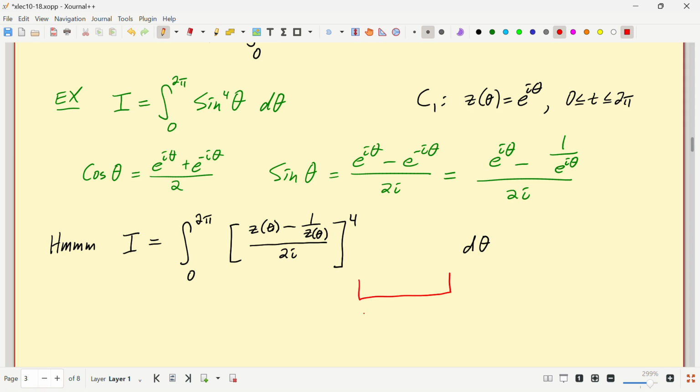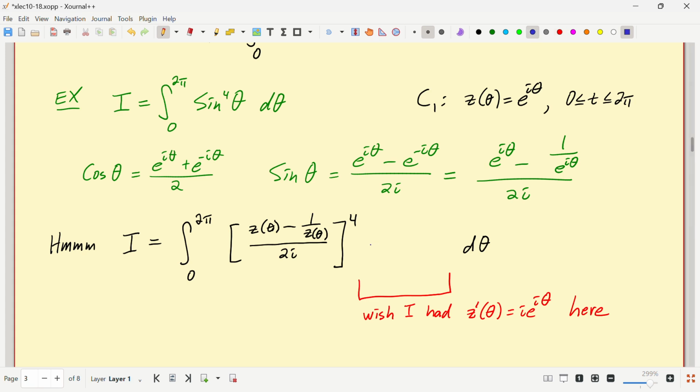I wish I had z prime of theta, which would be i e to the i theta, right here. Then that would be a complex contour integral. So I wish I had that here. And the brilliant idea is, if I wish I had that, well, why don't I just give it to myself somehow? How could I give it to myself?